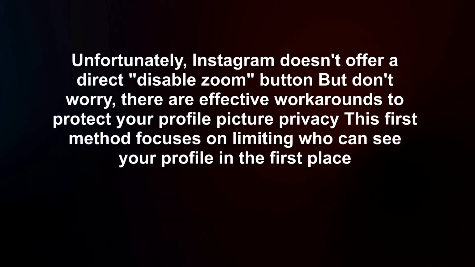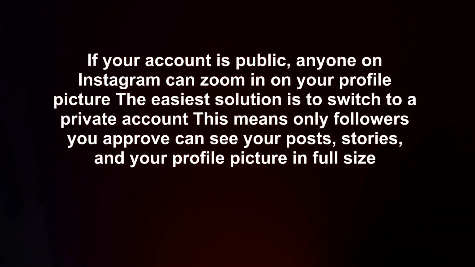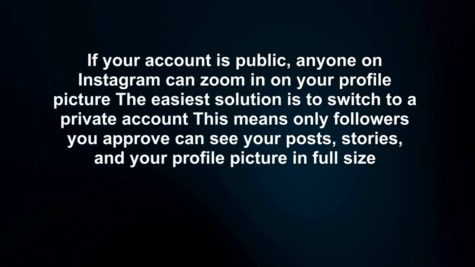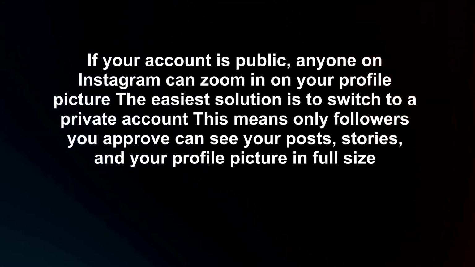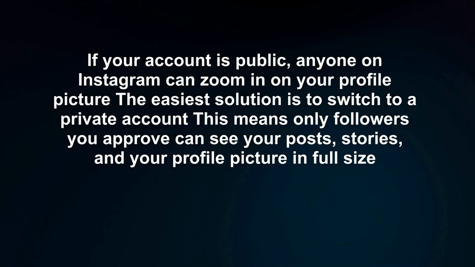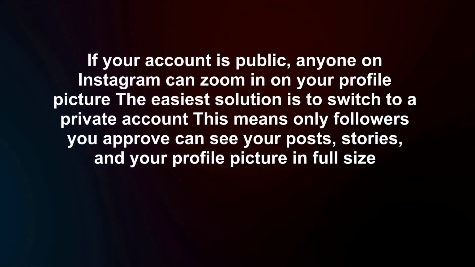This first method focuses on limiting who can see your profile in the first place. If your account is public, anyone on Instagram can zoom in on your profile picture. The easiest solution is to switch to a private account. This means only followers you approve can see your posts, stories, and your profile picture in full size.